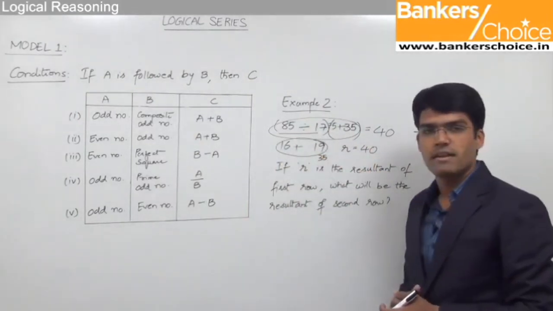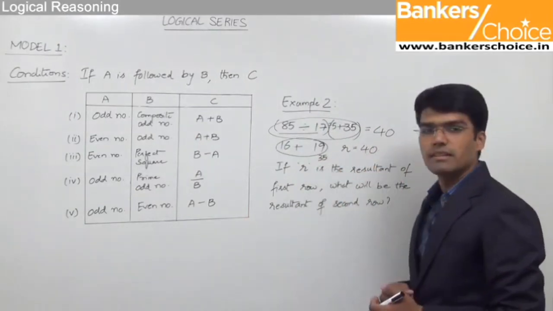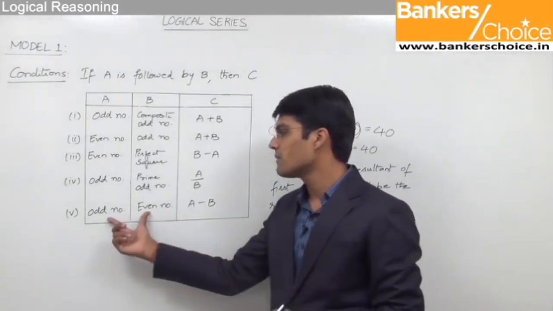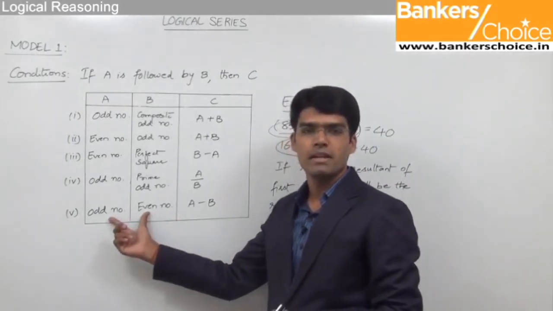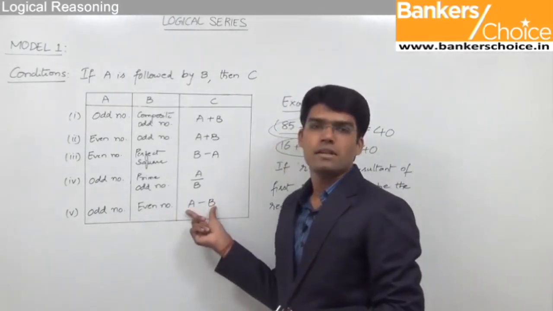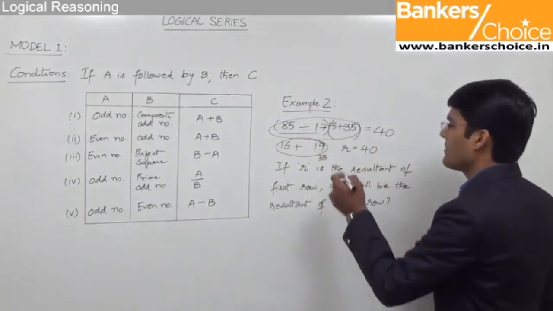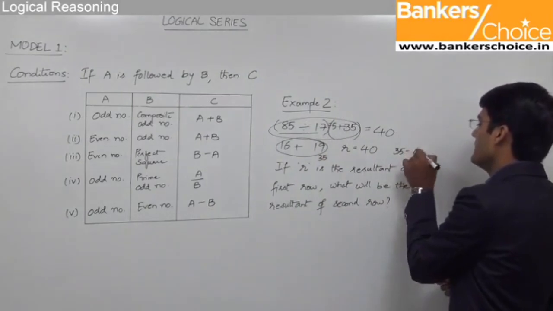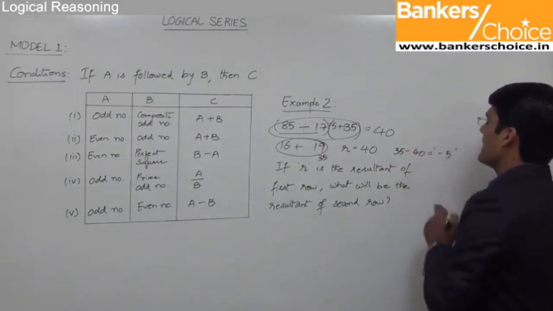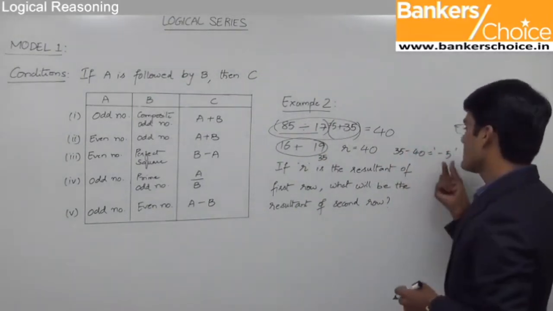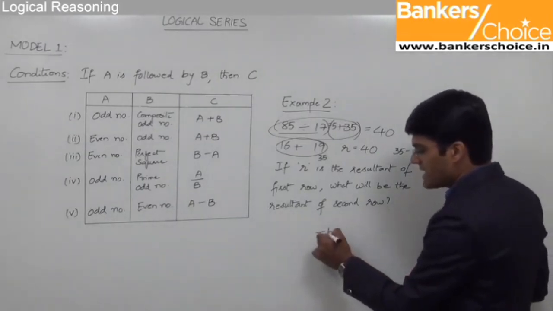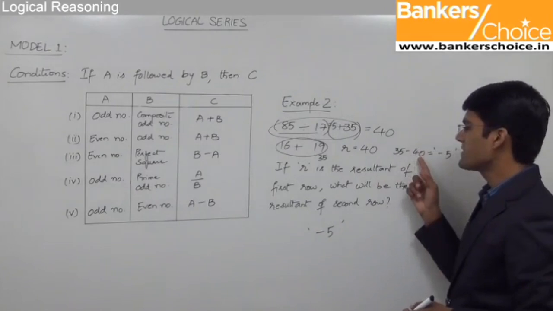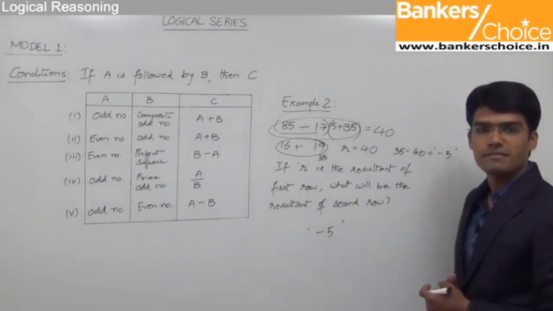Now there are two numbers in the second row, 35 followed by 40, that is an odd number followed by even number, and the condition applicable is the fifth one. When an odd number is followed by an even number, odd number minus even number should be the result. So by subtracting 40 from 35, that is 35 minus 40, we get minus 5, and that has to be the resultant of second row. So we can say that the answer for the second example is minus 5, since 35 minus 40 is equal to minus 5.